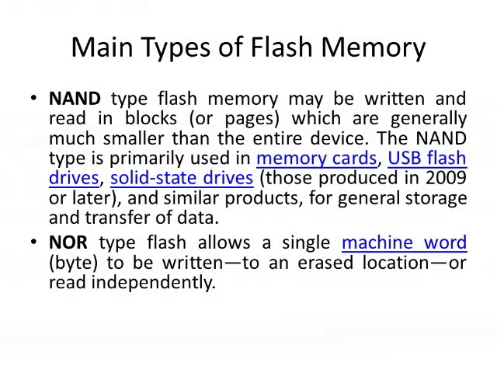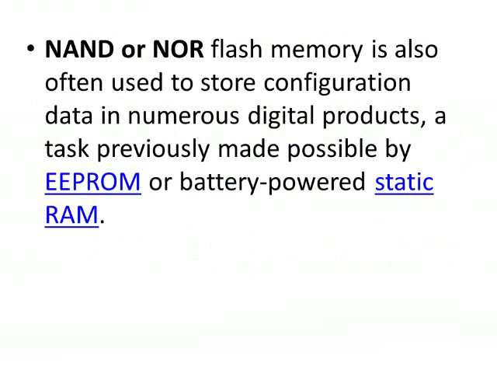Some devices use both NAND and NOR. A pocket PC, for instance, may use embedded NOR to boot up the operating system and a removable NAND card for all its other memory or storage requirements. NAND or NOR flash memory is also often used to store configuration data in numerous digital products, a task previously made possible by EEPROM or battery-powered static RAM.